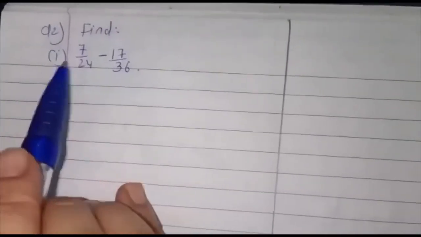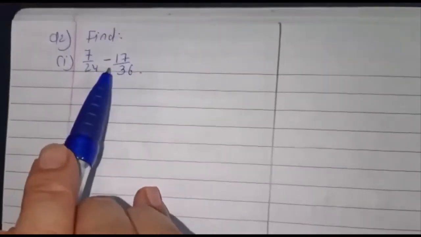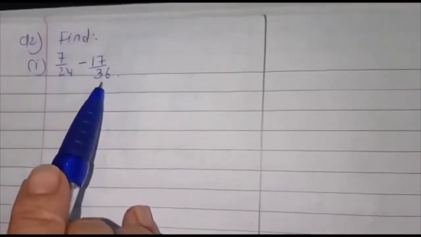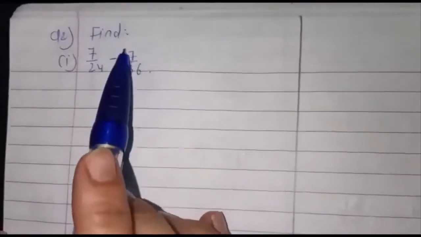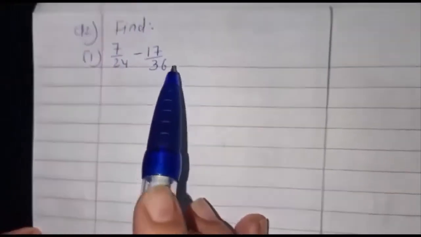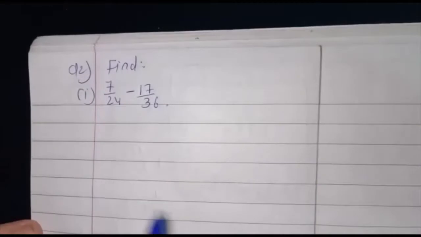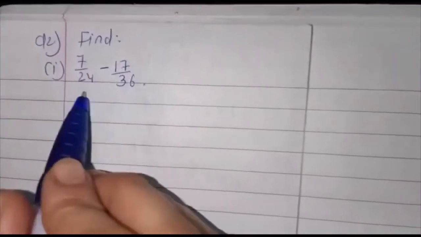Question 2. Find 7 upon 24 minus 17 upon 36. Now here we need to do subtraction. So in the introduction only I have explained that for doing subtraction we need to add the additive inverse. This term we need to make the additive inverse. But let us start solving first. The first step is the same. We need to make the denominators equal.